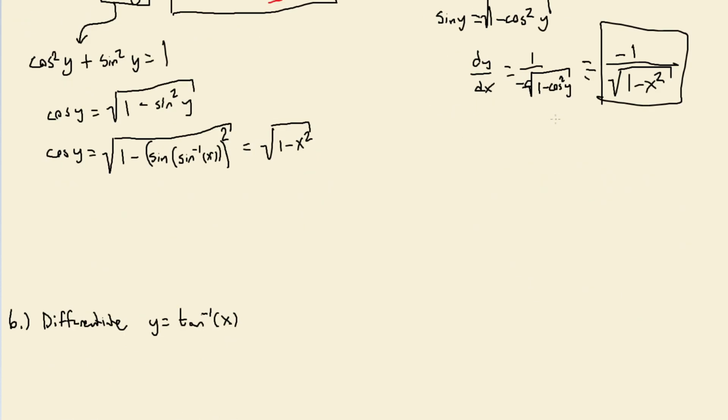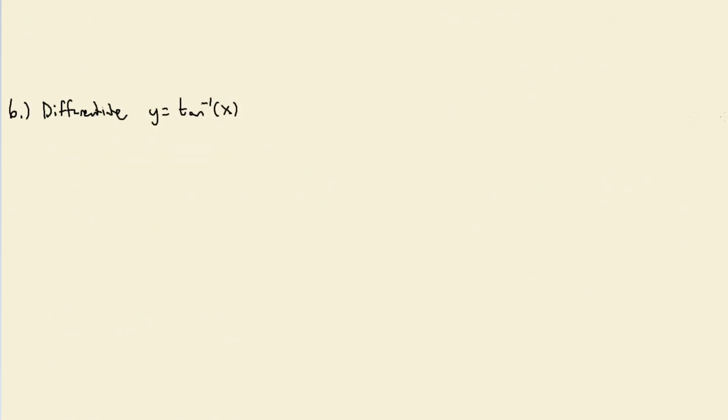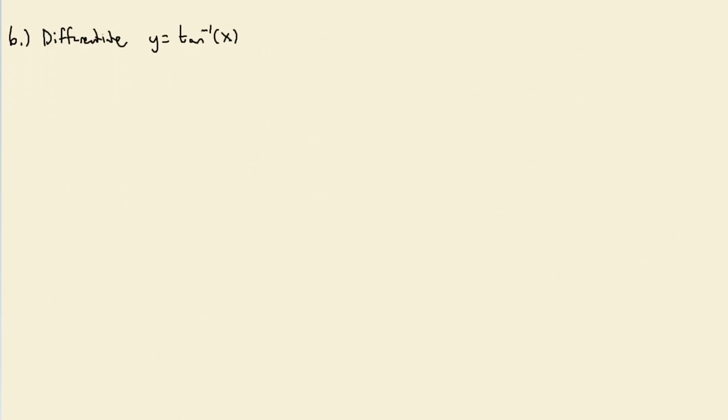All right, let's do the inverse tangent function. This, once again, we'll just take tangent of both sides. We get that tangent of y is equal to x. And then taking our derivative here, the derivative of tangent from the last video is equal to secant squared, and so we'd have secant squared of y because we're differentiating with respect to y first.